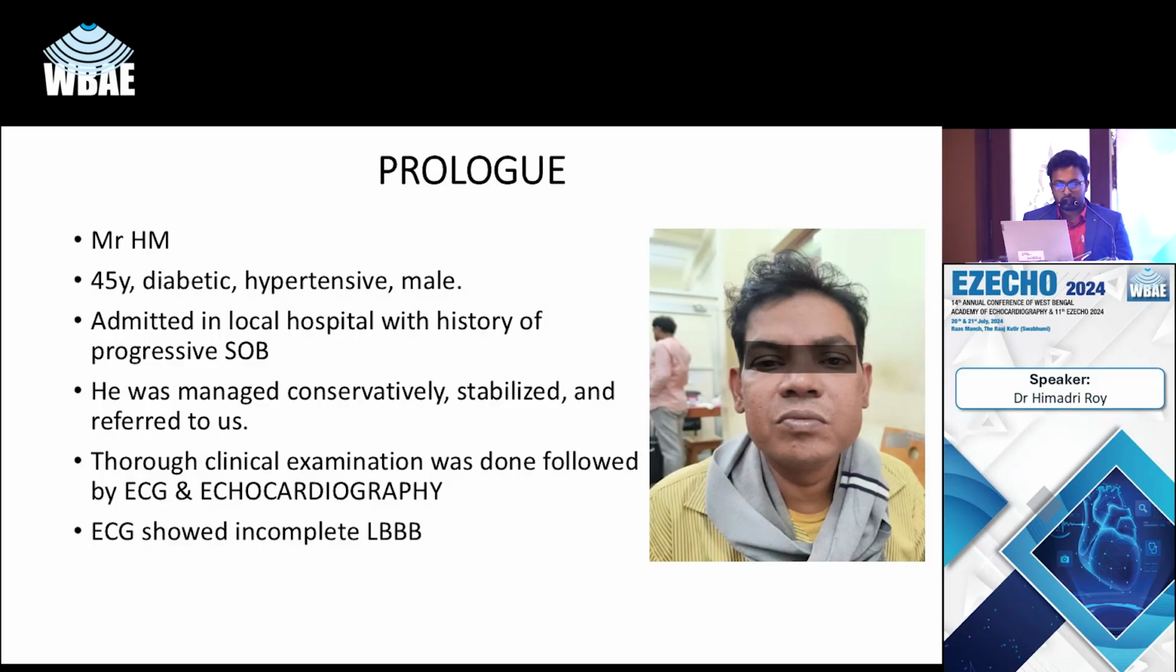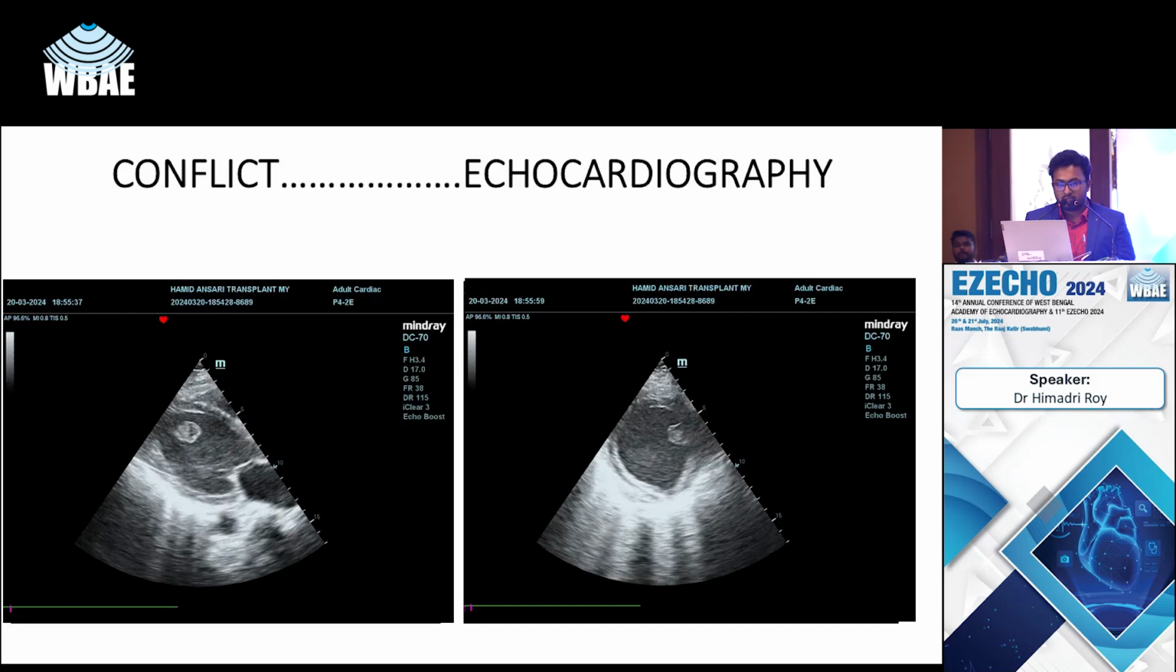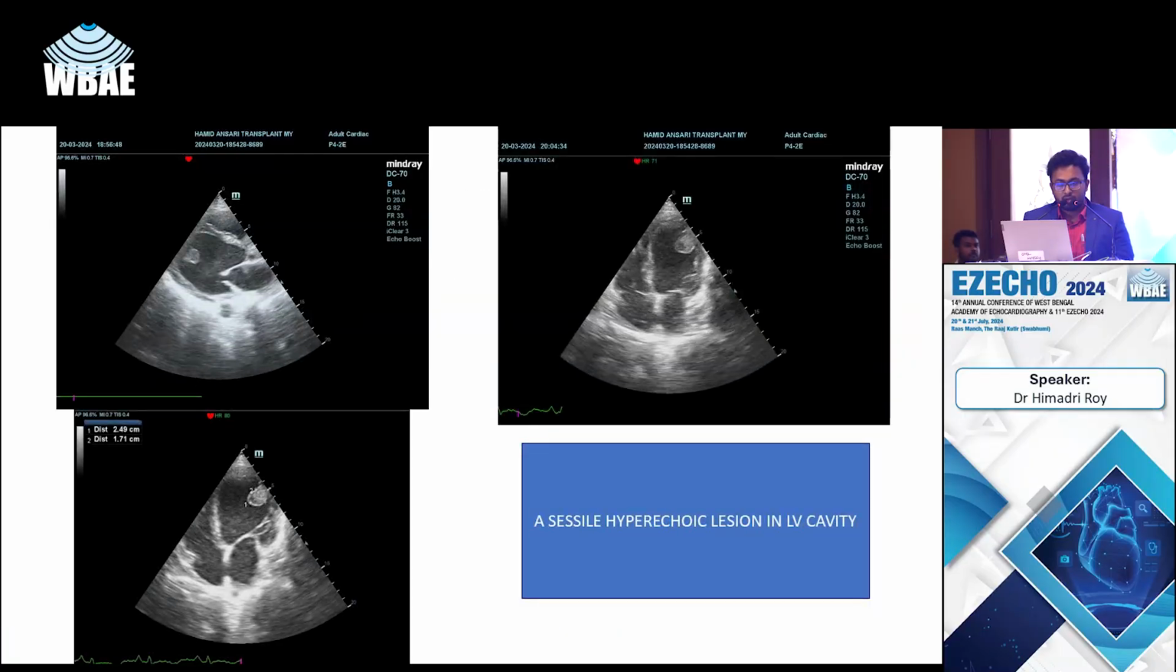Thorough clinical examination was done, followed by ECG and echocardiography. ECG shows incomplete LBBB, and then we go for the echocardiography. The conflict becomes here. In the background of spontaneous echo contrast and poor ejection fraction, there was a mobile sessile mass in the LV cavity. It was seen and measured around 25 millimeter by 18 millimeter.